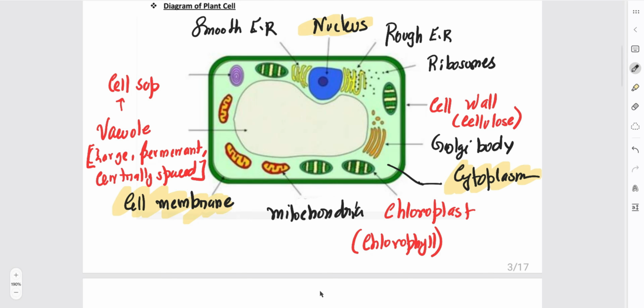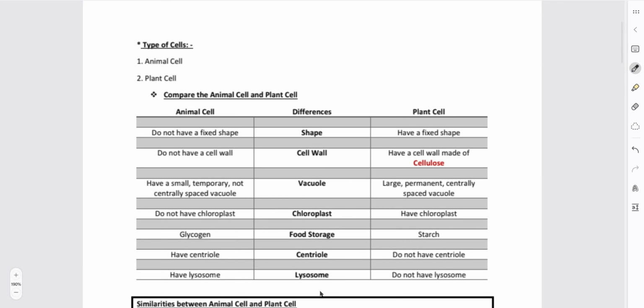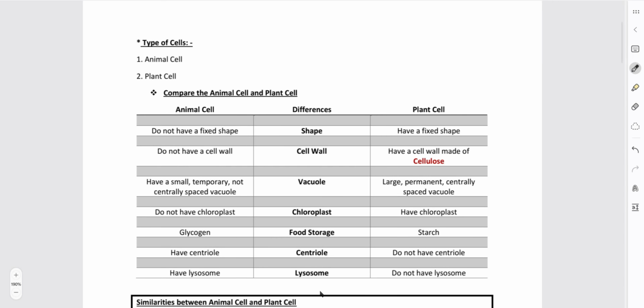Then we have some other differences. See, I did not mark any centriole or lysosome. This is something the animal cells have. Animal cells have centriole and lysosome, but plant cells do not. So we already talked about their shape, the cell wall, the vacuole, the chloroplast, the centriole and lysosome. Finally, the food storage. This is very, very important. Animal cells store food as glycogen, but plants store it as starch. Alright? So this is very important to understand.